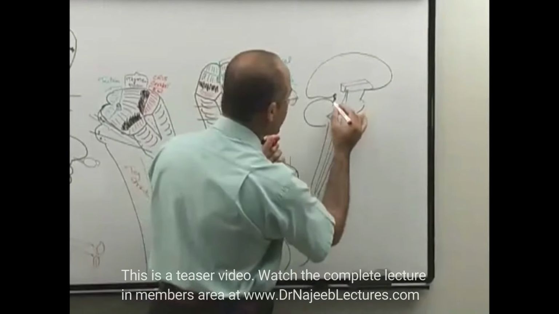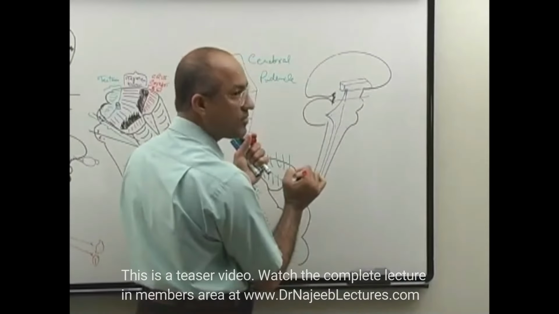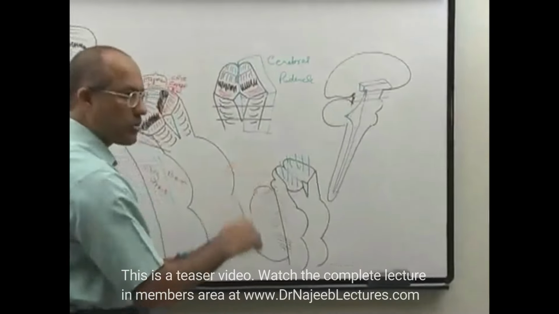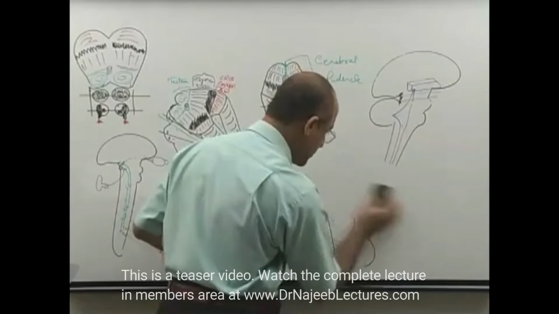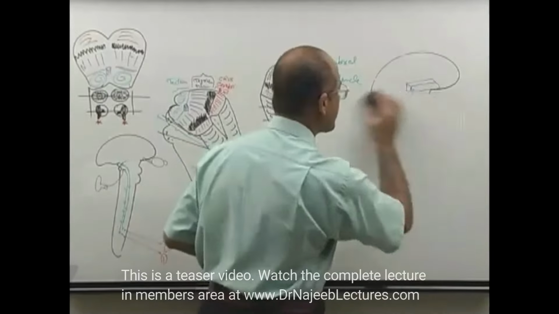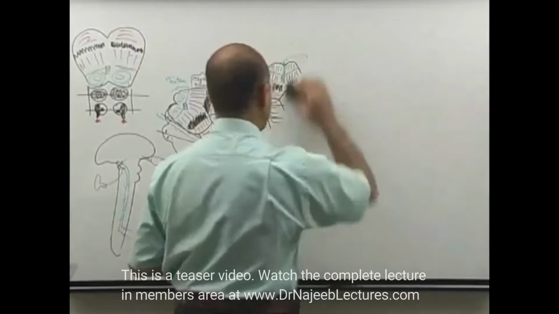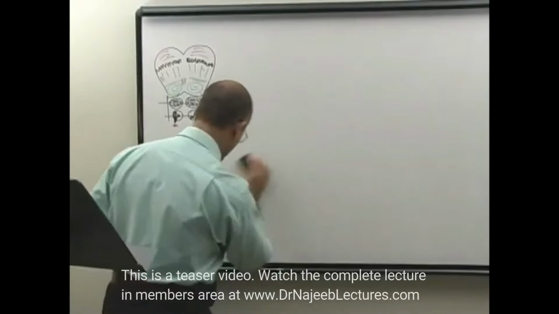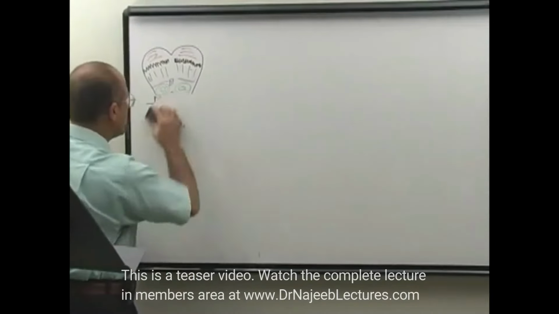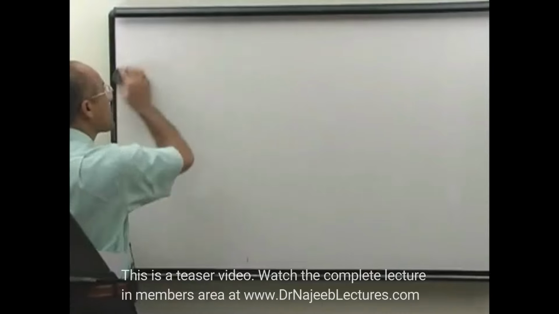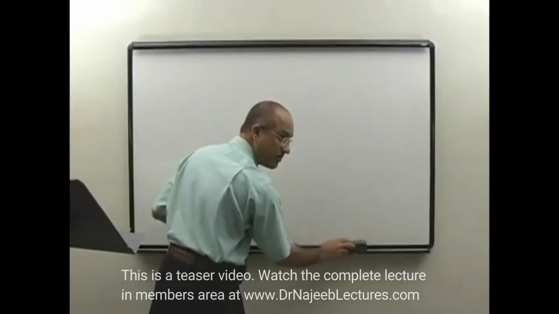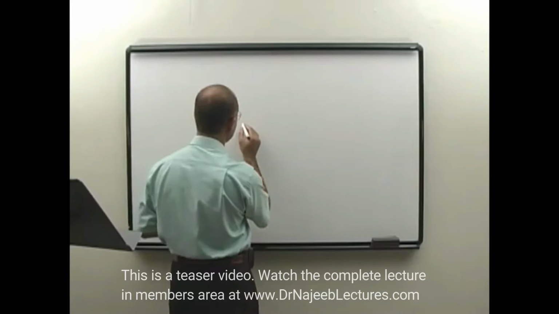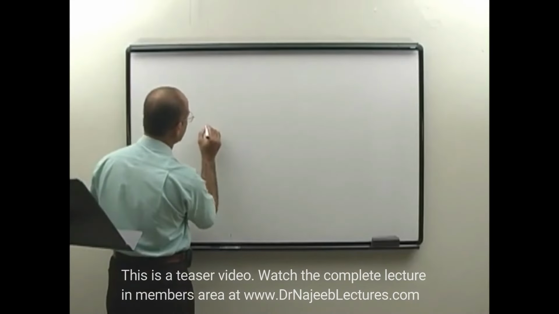So when I will make a section here, what is section level? Inferior colliculus. And where is it? Superior colliculus. Now we'll go into detail of that. So what are the structures which are present in the midbrain? Any question up to this? Now, I will draw a section here.